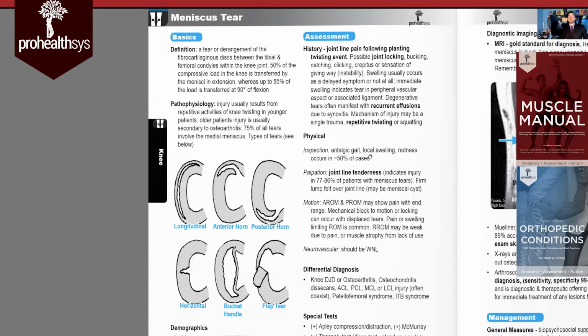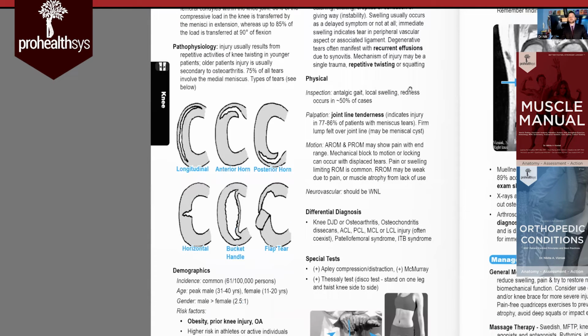So inspection, you are looking for an antalgic gait, local swelling and redness, maybe in 50% of the cases. They have to be pretty lean before you'll actually see the redness there, or pretty significant injury. A lot of people have a lot of extra soft tissue around there, and so you won't see that. But again, the palpation, you can palpate it.